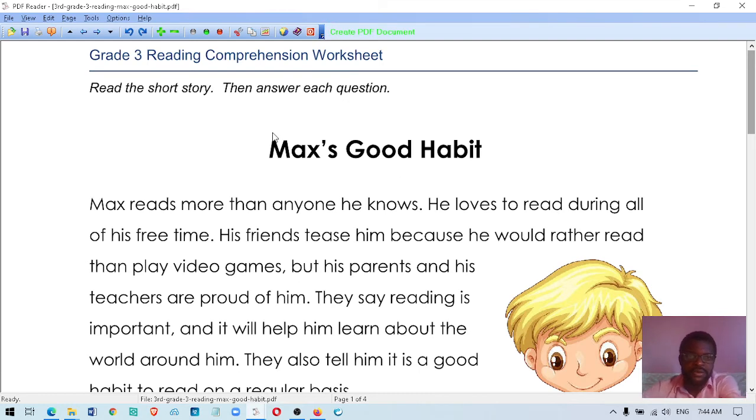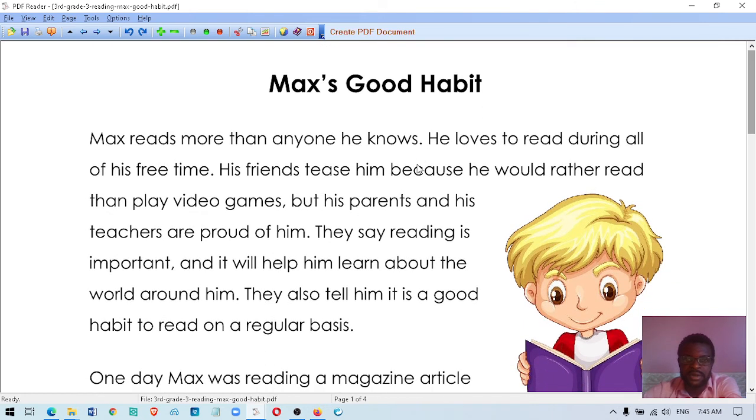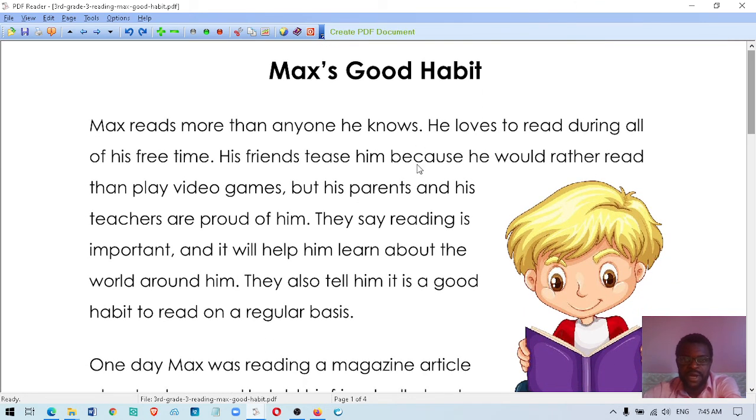So here we are, we've got a reading comprehension worksheet. Read the short story, then answer each question. Mark's good habit. So I want to see you guys read. I know many of you can read very well, but some of you are still struggling. So I want to encourage, because studying English is not just about the grammar. It comprises writing, listening, reading. So it comes with the grammar, the vocabulary, then being able to use them, not just knowing it, but being able to speak out.